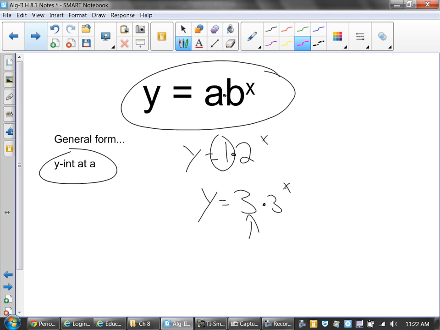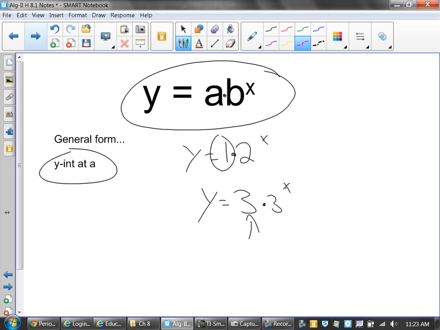Yes, sir? What is 0 to the 0 power? 1. No matter what. Contradictory. It's the one that doesn't quite work. Theoretically, it's 1. Realistically, it's not possible.